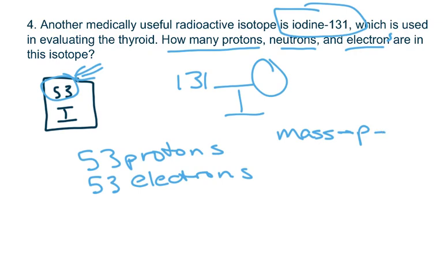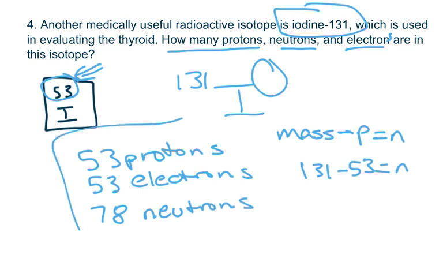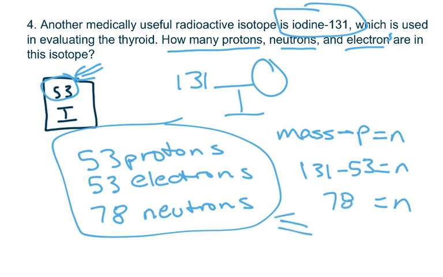Mass minus protons equals neutrons. So 131 minus 53 equals N. So the number of neutrons is 78. N equals 78. And that's it. That's for that particular isotope of iodine. We'll do problems in a little bit that explain different isotopes and what we do with that and how we actually get that number that is typically written on the bottom of the box on the periodic table. That's 1 through 4.